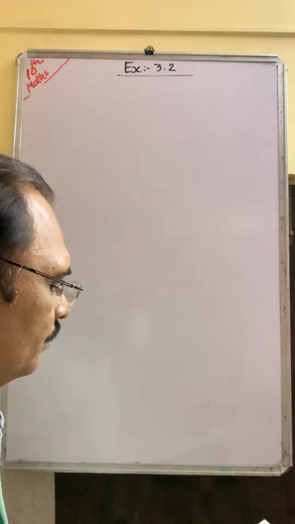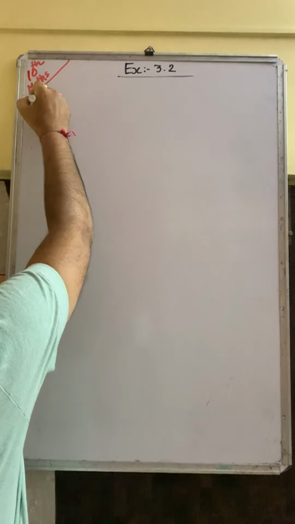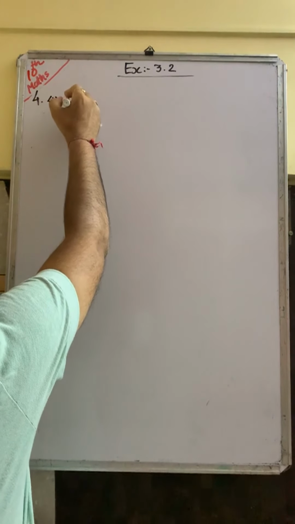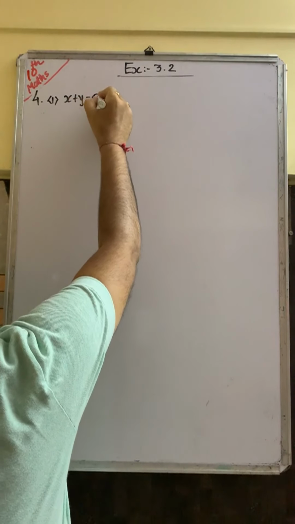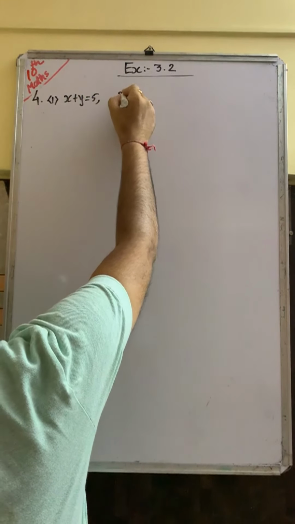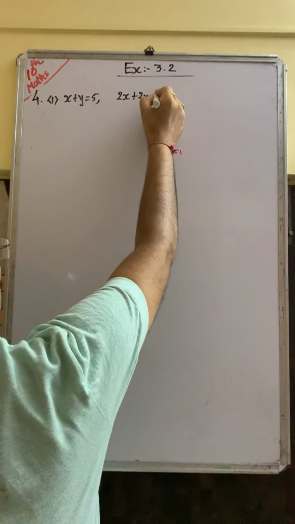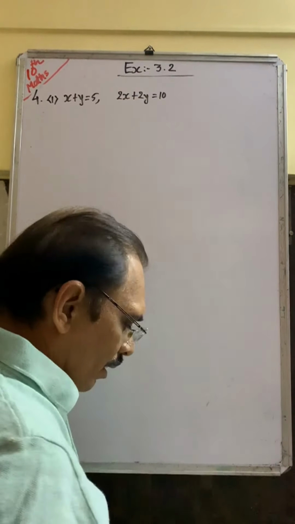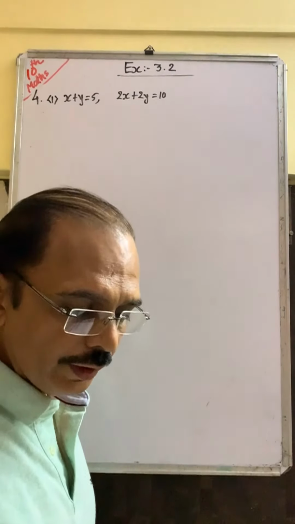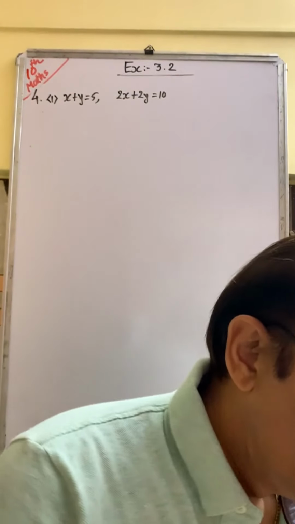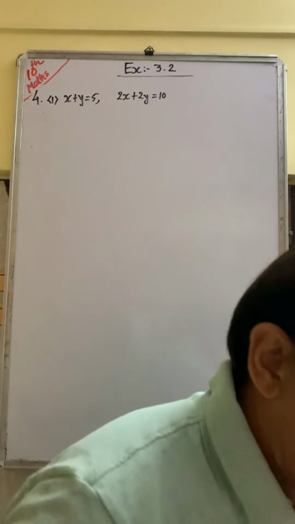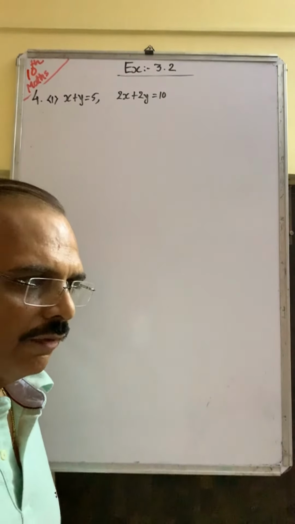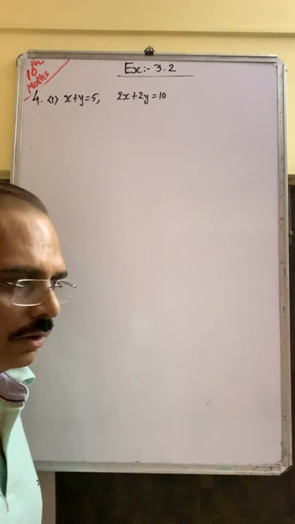First question, x plus y equal to 5 and 2x plus 2y equals to 10. First convert into standard form and then find out with the help of formula whether it is consistent or not.